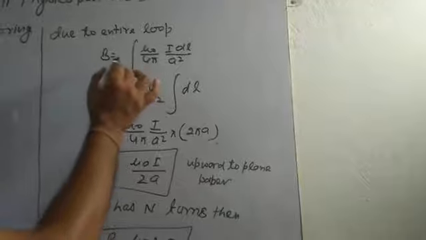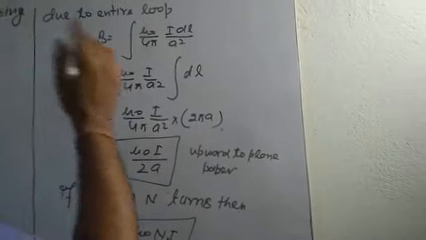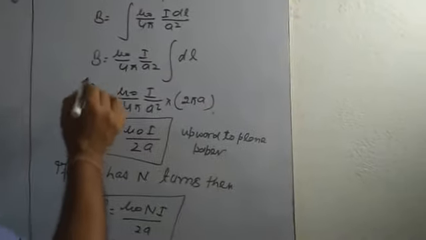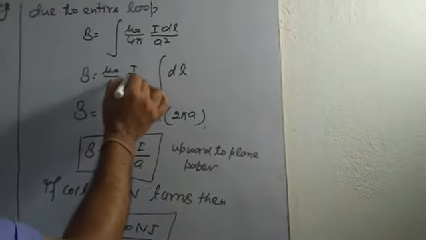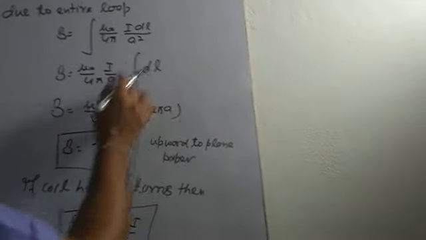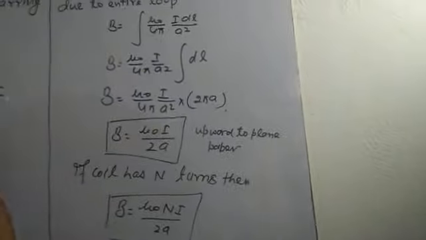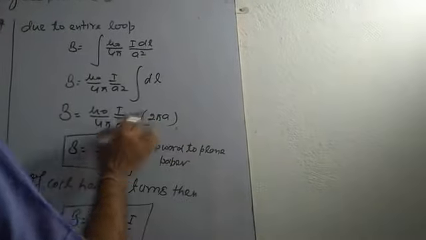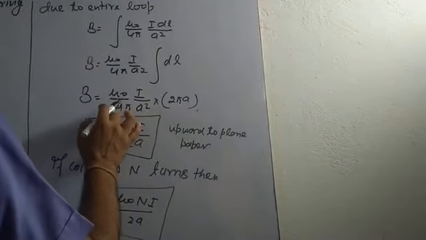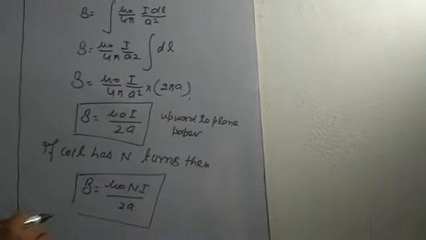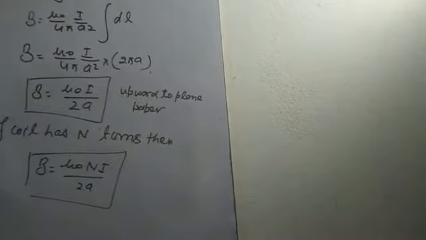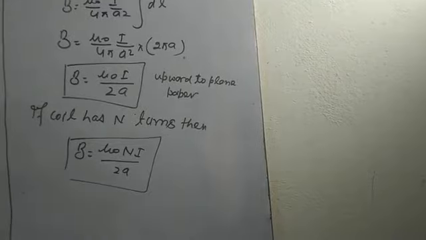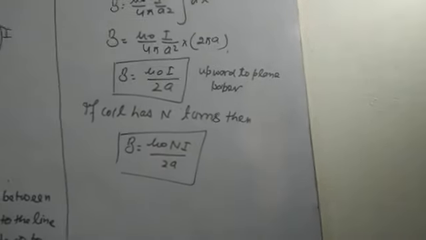For the entire loop, B equals the integral of mu naught upon 4 pi I dl upon a square, so B equals mu naught upon 4 pi I by a square, where these are constant, and the integral of dl means circumference. This is the total circumference, that is 2 pi a. B equals mu naught I 2 pi a upon 4 pi a square, so B equals mu naught I upon 2a, upward to the plane of paper. If the coil has n turns, then B equals mu naught n I upon 2a.